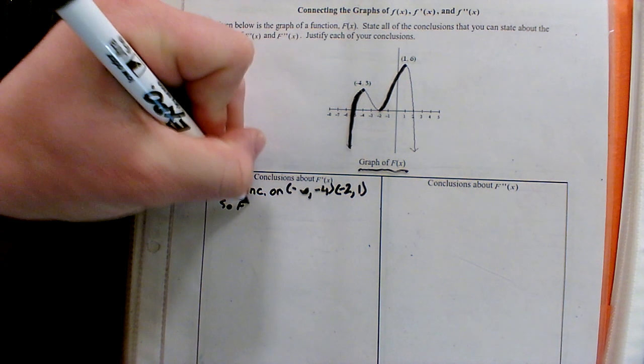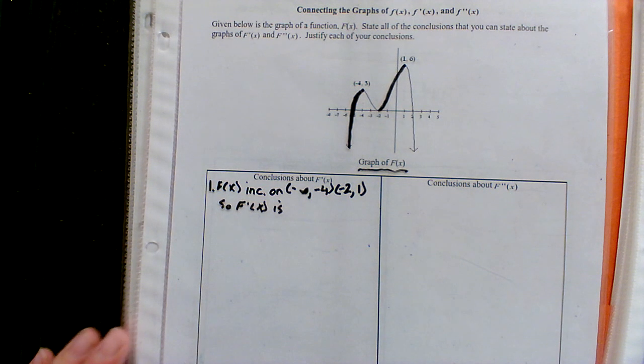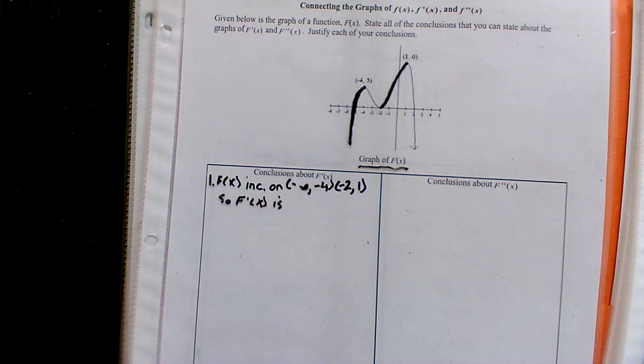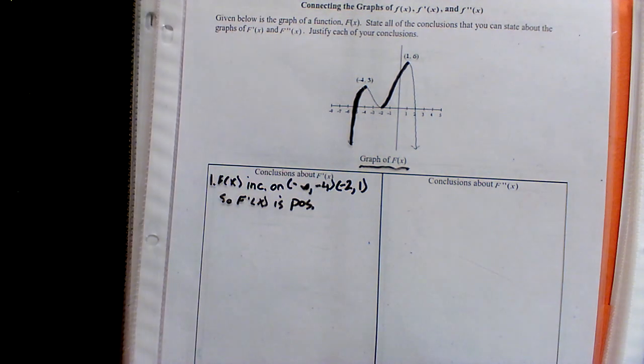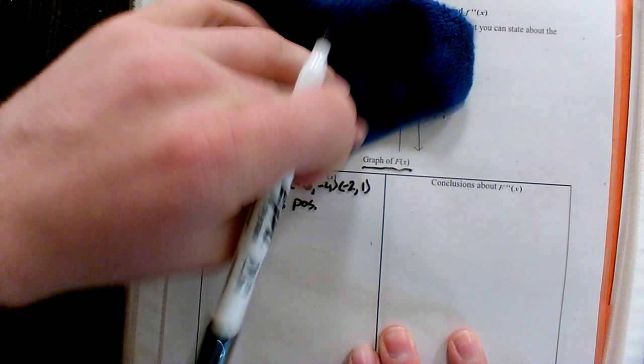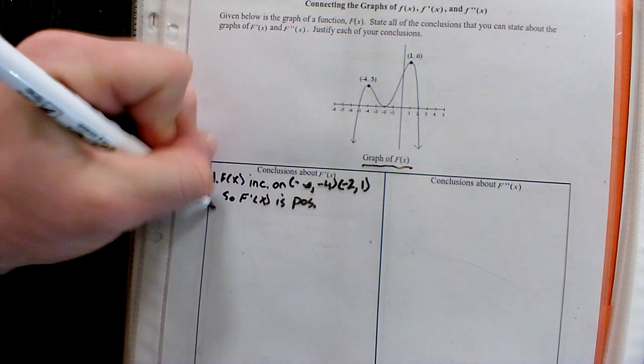So, f prime of x is what at those points? On those intervals, the first derivative would be what? Exactly. Very good. Second one.